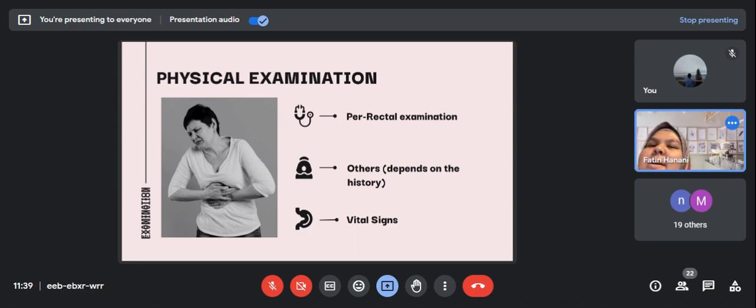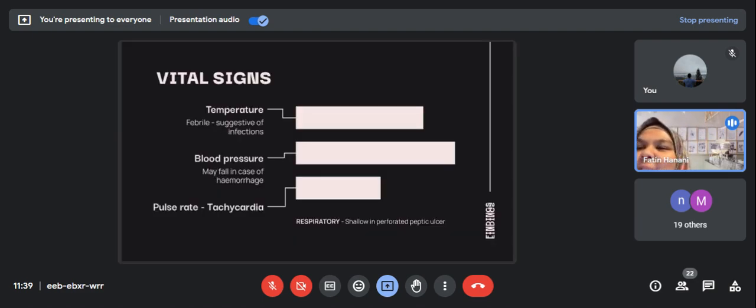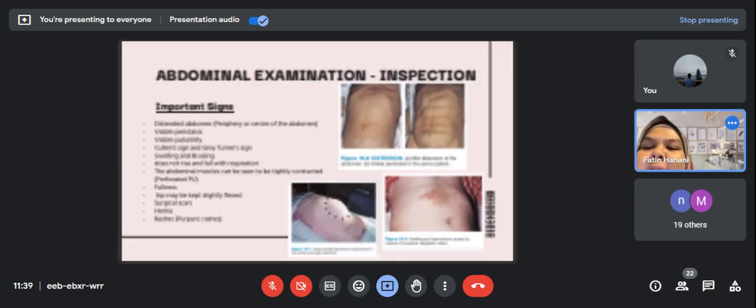So for the vital signs, we have to check the temperature. If the temperature is increased, meaning the patient is febrile, it is suggestive of infective causes, and check the blood pressure. If the patient has low blood pressure, it may indicate hemorrhage, so we may look for the source of the bleeding. And then we check the pulse rate if there is tachycardia, and the respiratory rate, if low, it may indicate a perforated peptic ulcer.